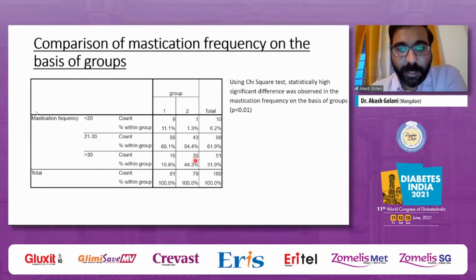That is, 35 individuals had a mastication frequency of more than 30, and only 16 were found to be more than 30 in the diabetic group. Similarly, we see that as the frequency is decreasing, they are more going into the diabetic group. So what I'm trying to say here is that the ones who have a lower mastication frequency are more often the diabetic individuals than the non-diabetic ones.